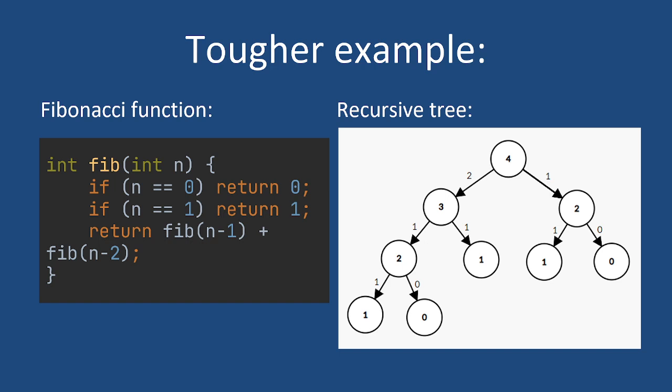Alright. And what would fib of 4 return? Fib of 3 plus fib of 2. And what would fib 3 return? Fib of 2 plus fib of 1. So what would be the answer of fib of 5?